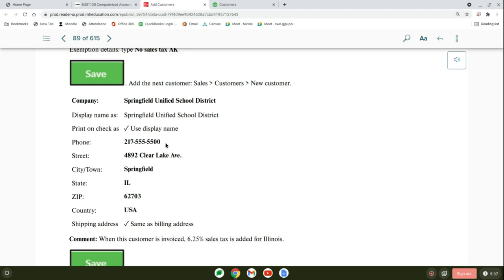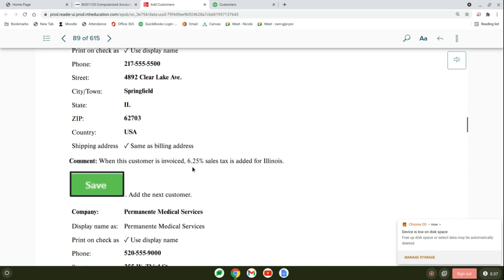217-555-5500. Now this customer is, it's a school district, okay, and they do have tax in Illinois, so you are going to be taxing this particular customer. So this customer is going to be taxed at 6.25% sales tax. So you're going to follow what it says here. It's telling you that you're going to go to the tab, and you're going to have it as location, okay? So it is sales tax, and it's at 6.25% for Illinois, okay?